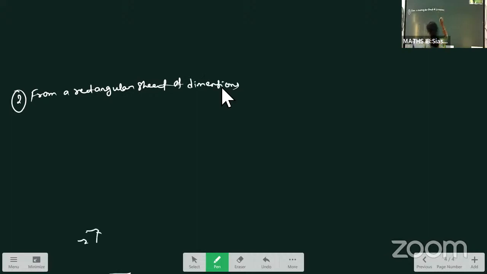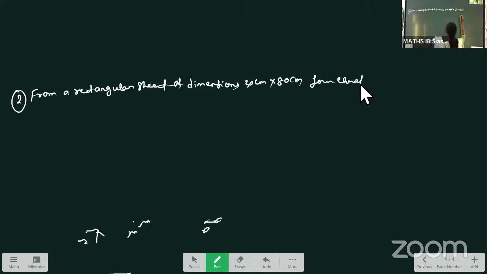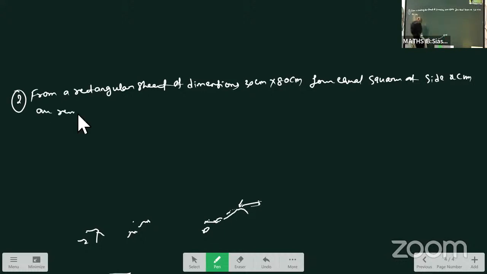Question number 2. From a rectangular sheet of dimension 30 centimeters by 80 centimeters, 4 equal squares of side x centimeter are removed at the corner.